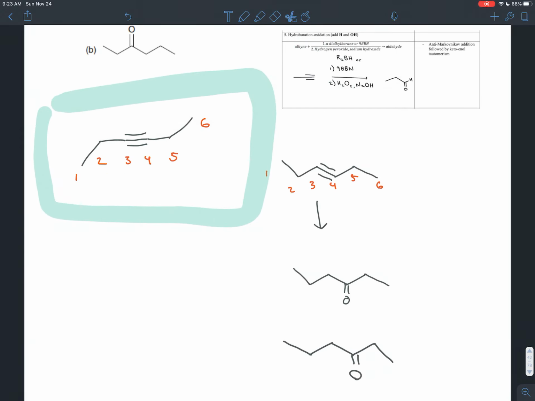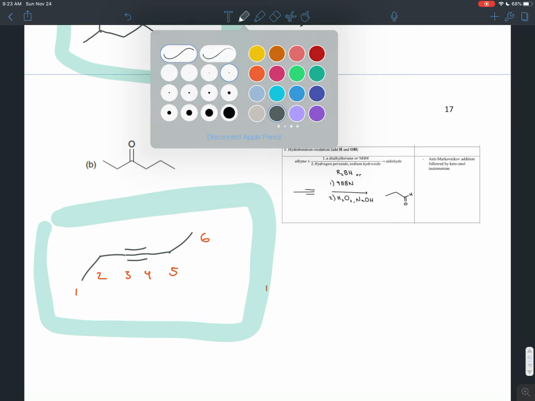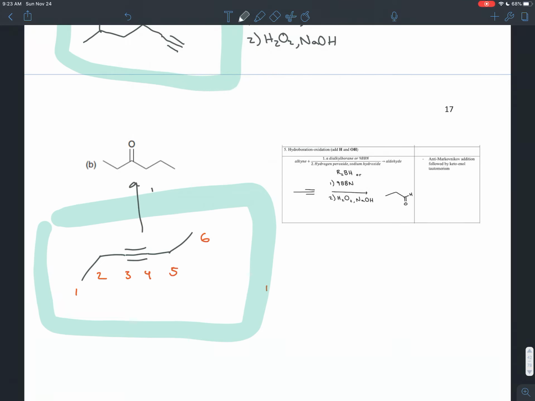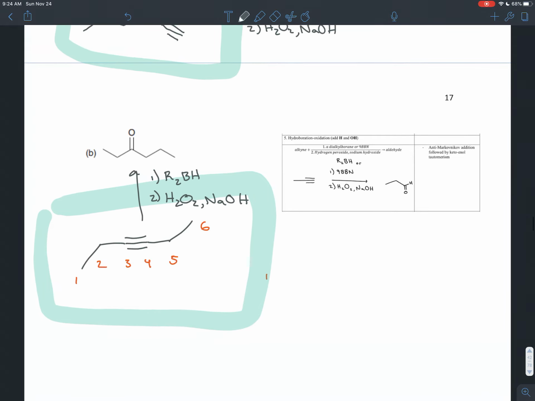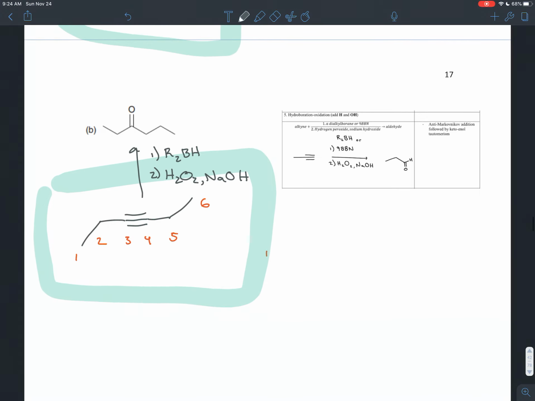In other words, if we treated this alkyne with first some sort of dialkyl borane, 9BBN is a good option, followed by hydrogen peroxide in sodium hydroxide, we would end up with this ketone. That ketone, which is a carbon double bonded oxygen with a carbon on both sides. So notice how we thought backwards. We didn't say, okay, what can I react this with? We thought, how can I make that? And we can make it from an alkyne.